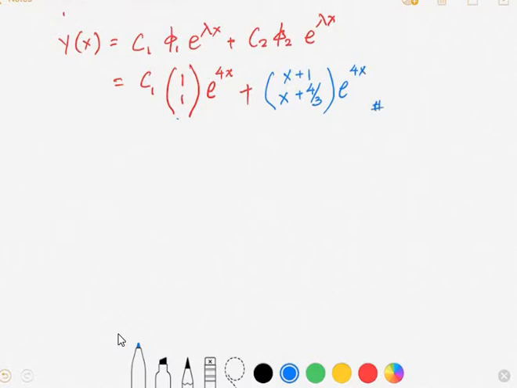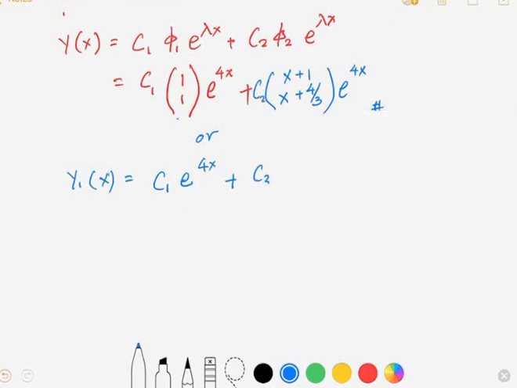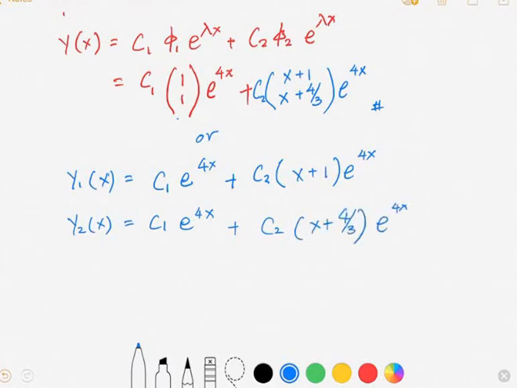Or we can write it in another way. So we have y1(x) equal to c1 e to the 4x plus c2 (x plus 1) e to the 4x. And then y2(x) equal to c1 e to the 4x plus c2 (x plus 4 over 3) e to the 4x. Okay, so this is the standard solution.